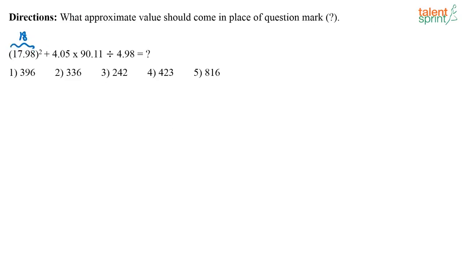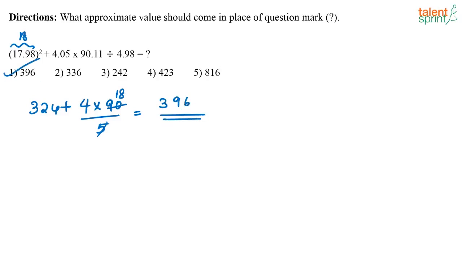Here you can take this as 18. Right? What is 18 squared? 18 squared is 324 plus 4.05, you can take it as 4, and 90.11, take it as 9, divided by 5. Correct? So you have 18. So 18 fours are 72. Correct? 72 plus 324, that is 396, option 1. Some of you said 423, please check, it is 396.